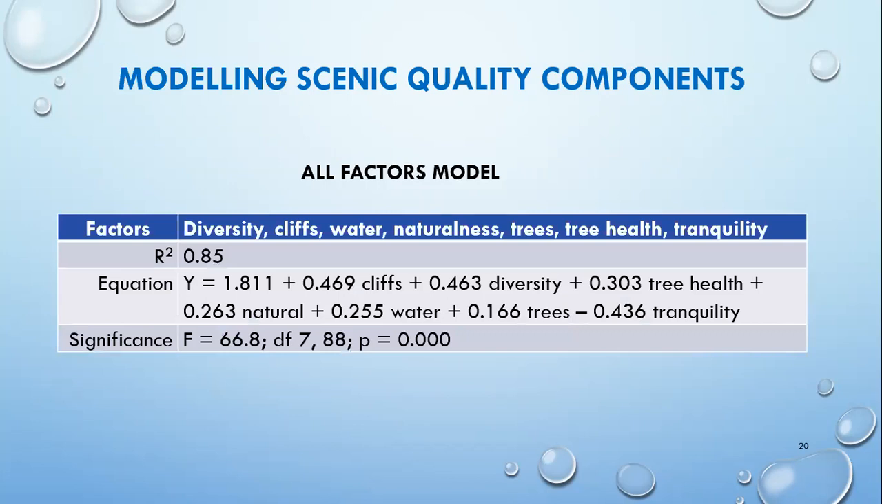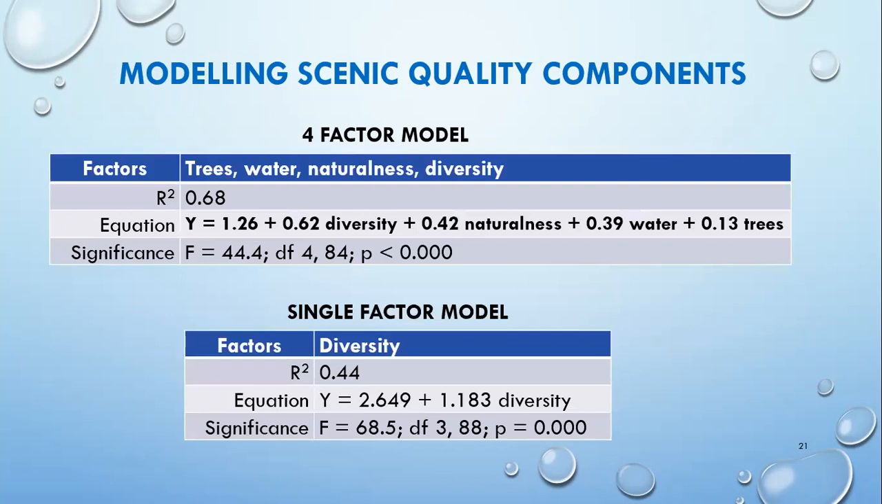And you can see here that the algorithm suggests 0.469 for the cliffs and then diversity, both of those factors are quite high. The correlation coefficient 0.85 is quite high. So if you plug in all of the data for each one of these things, you'll get a fairly good estimate of its scenic quality.